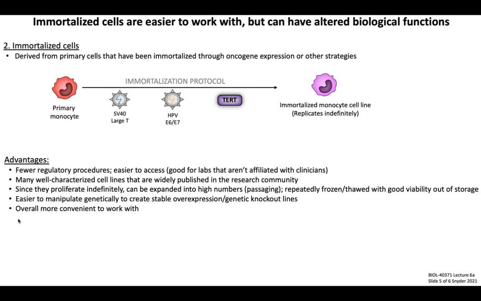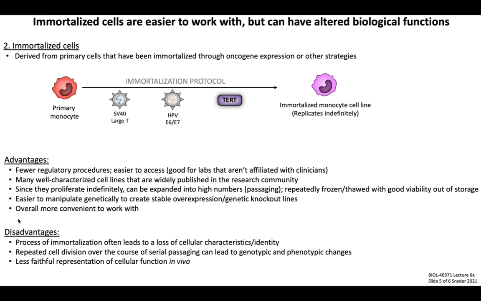Immortalized cells are also generally more amenable to stable genetic manipulation through protocols like retroviral transduction or CRISPR-Cas9 mediated genetic knockout. Since these cells can be frozen back as stocks, you can therefore generate a series of stably modified cell lines at one time and then use those for the duration of an entire project. So in general, immortalized cells tend to be a lot easier to work with on a regular basis compared to many different types of primary cells.